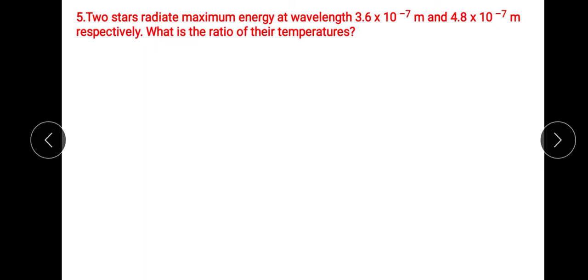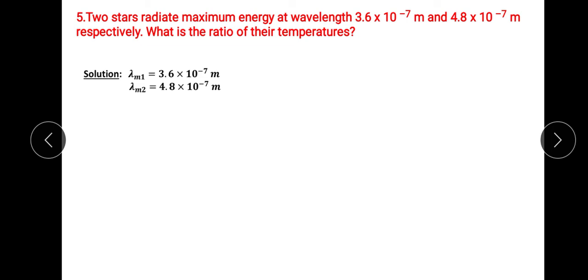Two stars radiate maximum energy at wavelengths 3.6 into 10 power minus 7 meter and 4.8 into 10 power minus 7 meter respectively. What is the ratio of their temperatures? So we know that any hot substance will radiate energy, and they have given the wavelengths of those radiations.